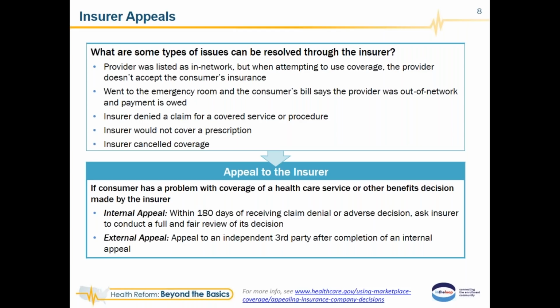So in each of these cases, the consumer should look for an internal appeal with the insurer, and if the resolution of the internal appeal is not acceptable to the consumer, there's usually also an option to file an external appeal. Again, these are state-based processes with the insurer and sometimes with the Department of Insurance, and the consumer would not go through the federal appeals entity. Otherwise, they just get a denial from the federal appeals entity as not having jurisdiction over that.